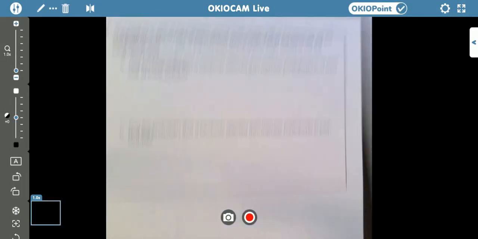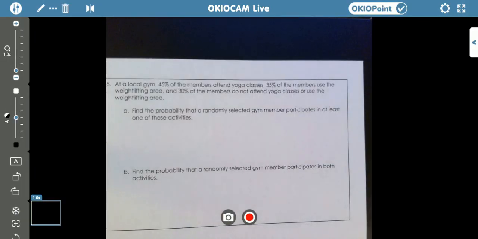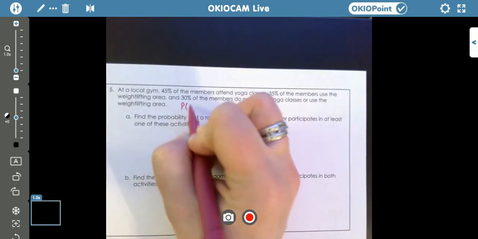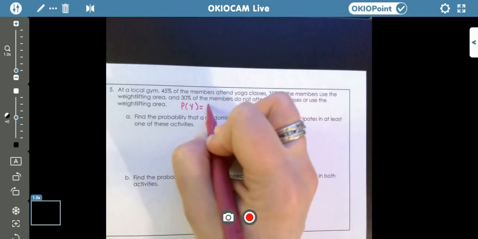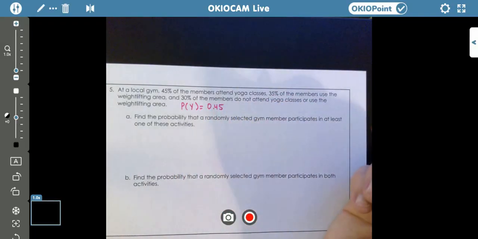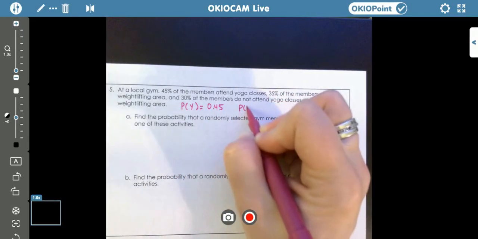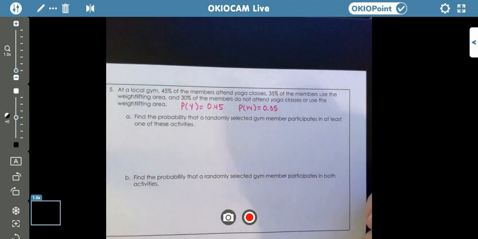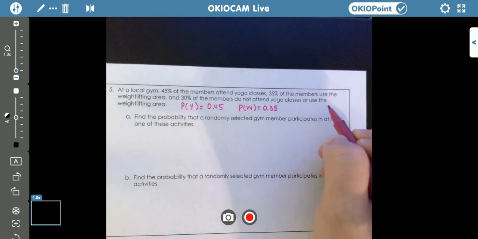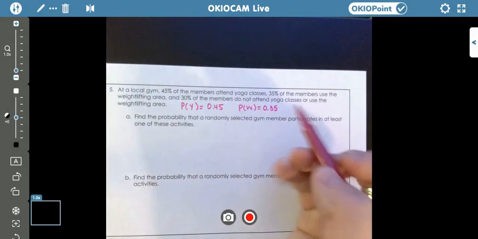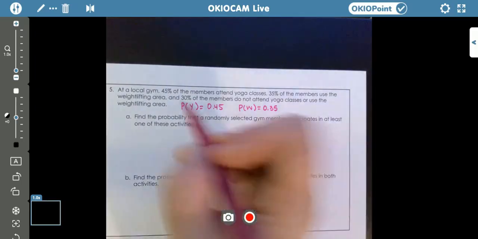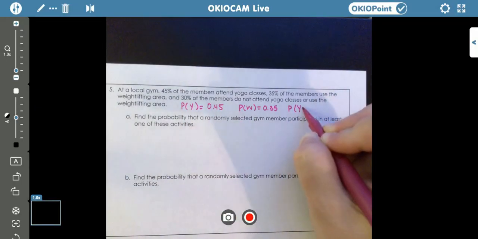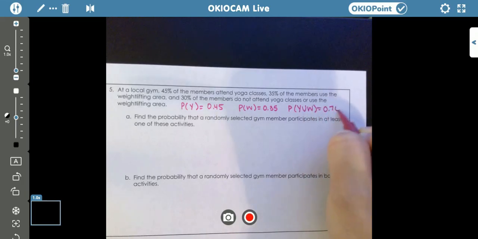All right. Last one. At a local gym, 45% of the members attend yoga classes. So probability of yoga equals 0.45. 35% of the members use the weightlifting area. And 30% of the members do not attend yoga or use the weightlifting area. This is a "do not." So the ones that do use one or the other is the opposite of 30%, which would be 70%. So probability of yoga or weightlifting equals 0.70.